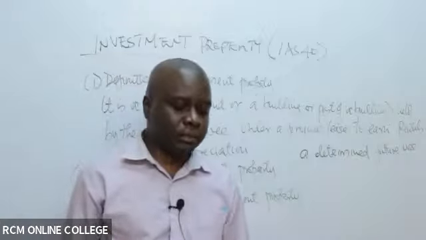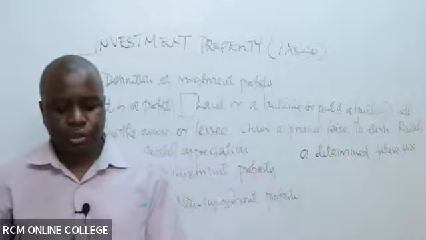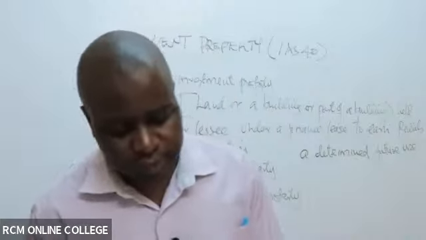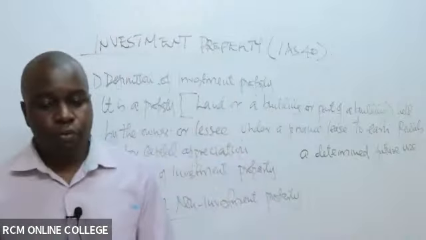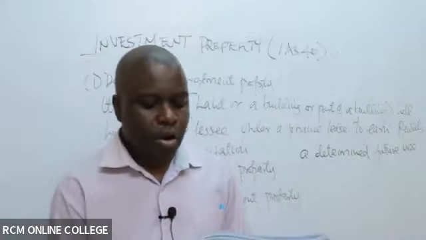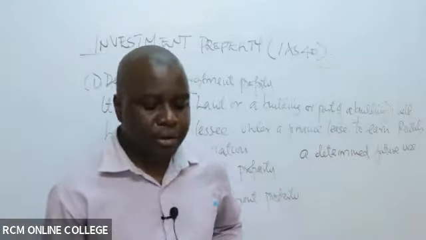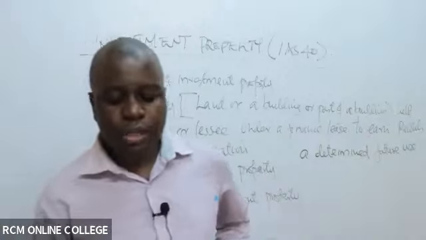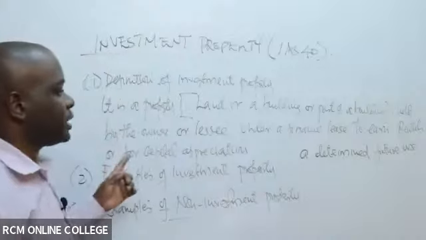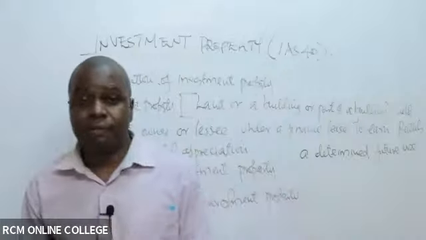Number one, property used for production or supply of goods or services. If you have a property and you are using it for production or supply of goods or services, then it cannot be considered an investment property.